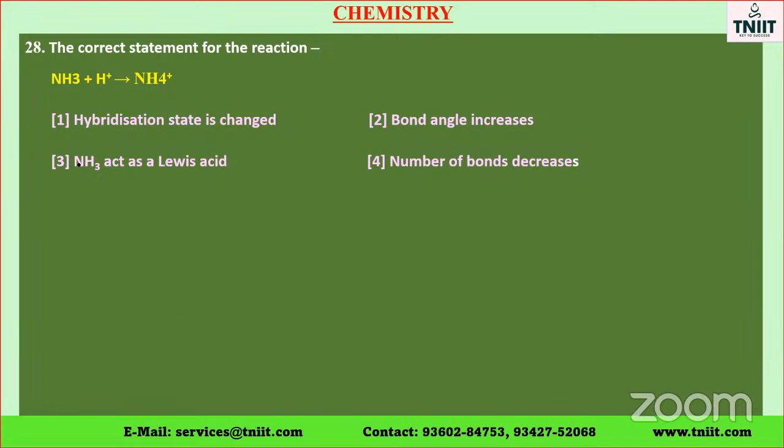The correct statement for the reaction. In NH3, ammonia, nitrogen has a lone pair of electrons. When it is allowed to react with an acid, this H plus stands for an acid, we get NH4 plus. This is called the ammonium ion. This is ammonia, and this is called the ammonium ion.